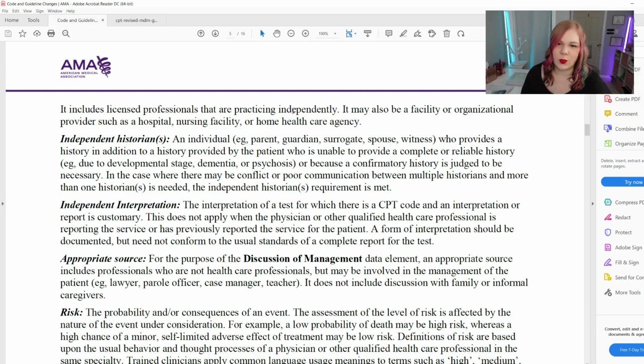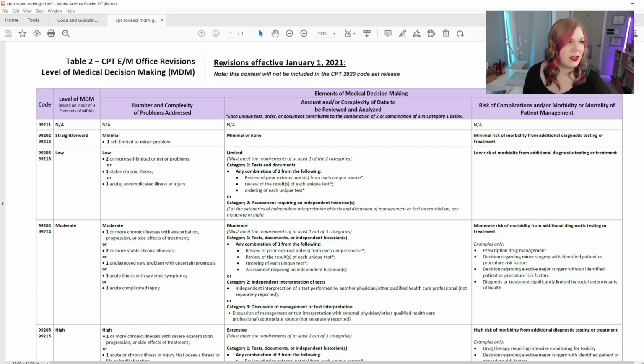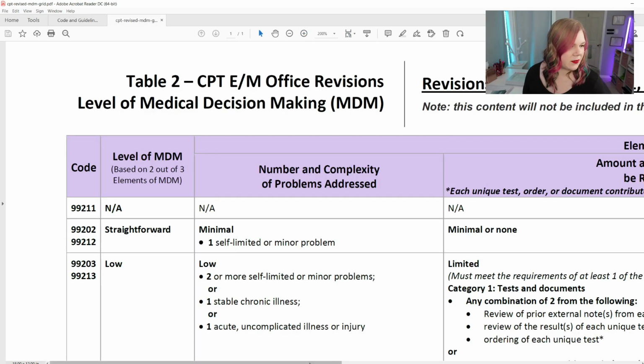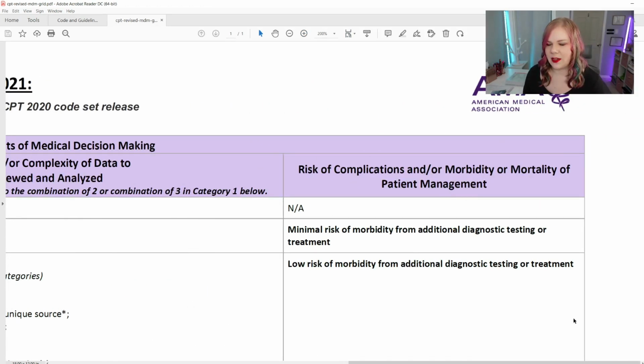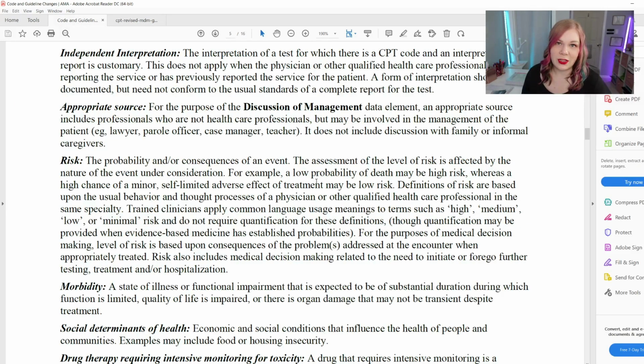It says, in the case where there may be conflict or poor communication between multiple historians and more than one historian is needed, the independent historian requirement is met. And now this is where it gets really subjective, if we look here at the risk. The only definition we have here for risk is low risk of morbidity from additional diagnostic testing or treatment. So really what CPT tells us is that the level of risk is affected by the nature of the event under consideration. For example, a low probability of death may be high risk, whereas a high chance of a minor, self-limited adverse effect of treatment may be low risk.